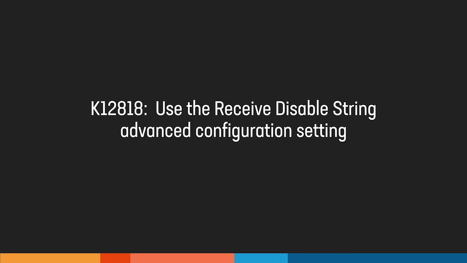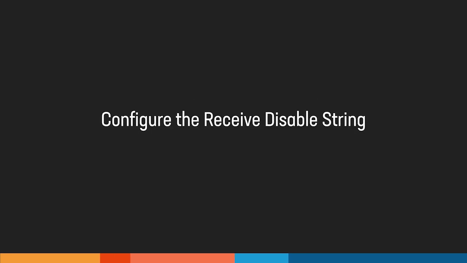Additional information on using the Receive Disable String beyond what is covered in this video is in the ASCII-5 article K12818. A link to this article is below this video. I will now step you through how to configure the Receive Disable String.